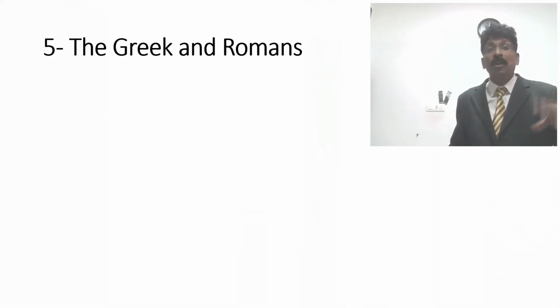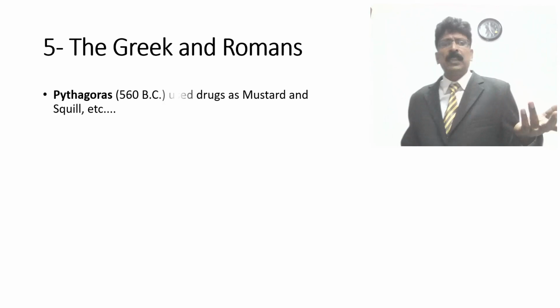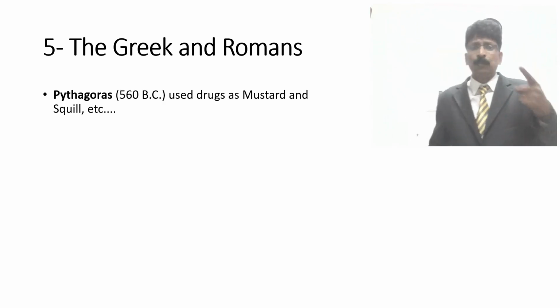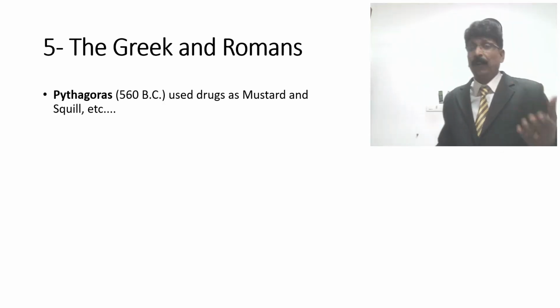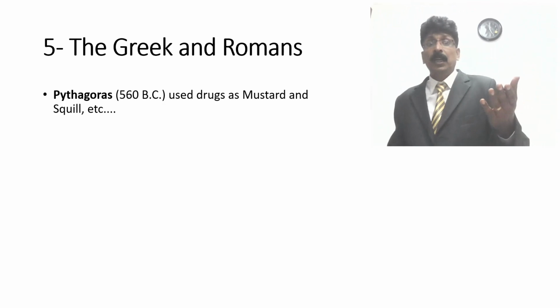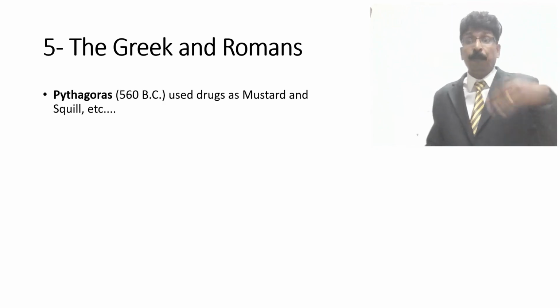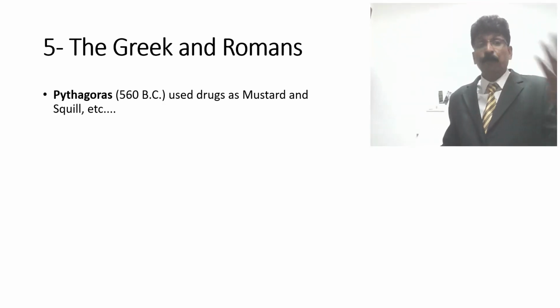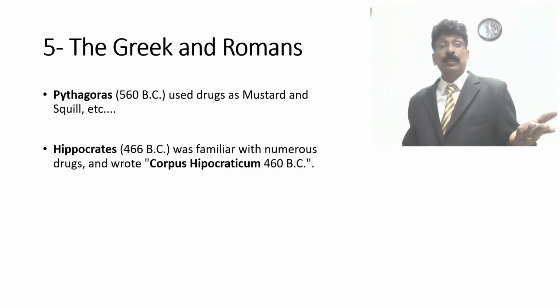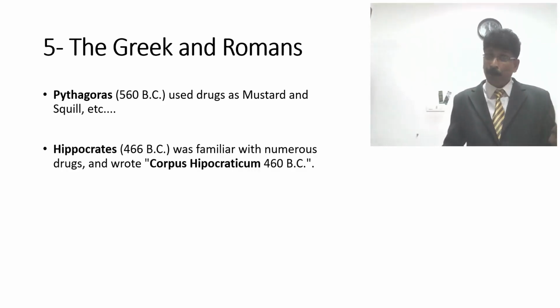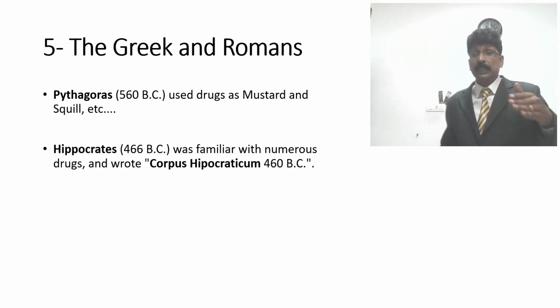Many things can be discussed, but still short. The 5th one, we have taken Greeks and Romans. Pythagoras is one of the scientists, 560 BC, before Christ, not the 5th century. Mustard and squill he used, and Hippocrates, you may be knowing, is also 460 BC.